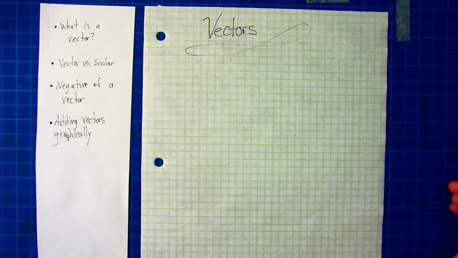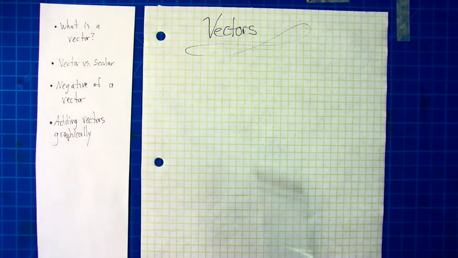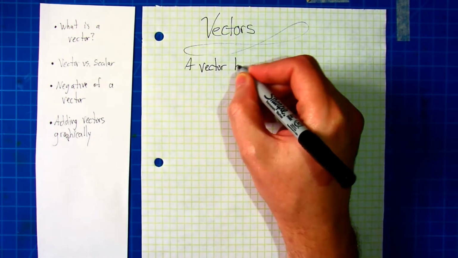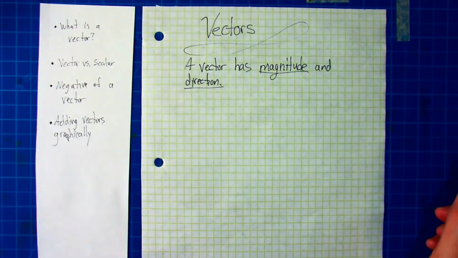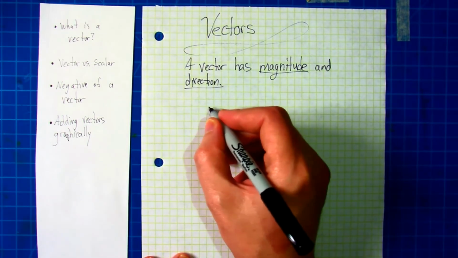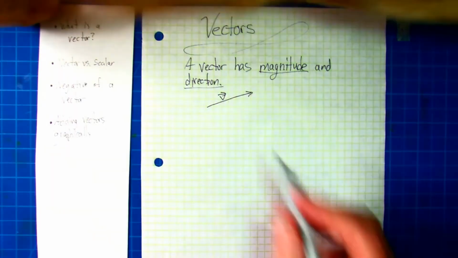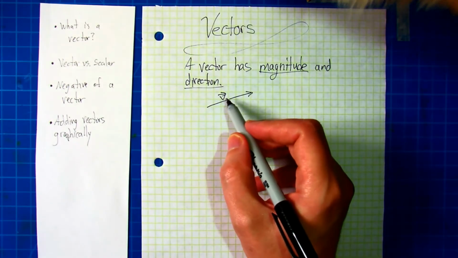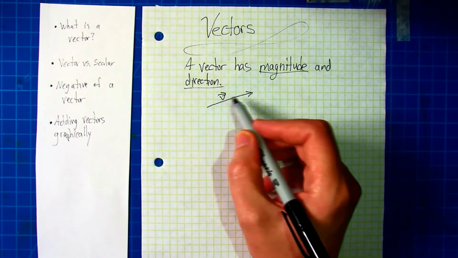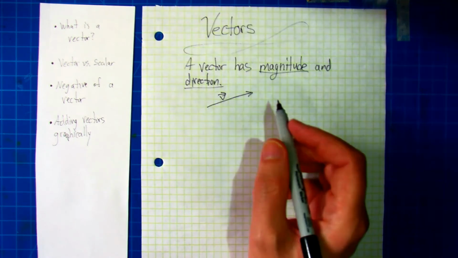The next topic we're going to look at is vectors. So our first question is, what is a vector? A vector has magnitude and direction. So if you just draw an arrow, that can have magnitude and direction, something that looks like this. And you can call your vector v, and you put this little hat on it here, this little arrow, to indicate it's a vector as opposed to a scalar.